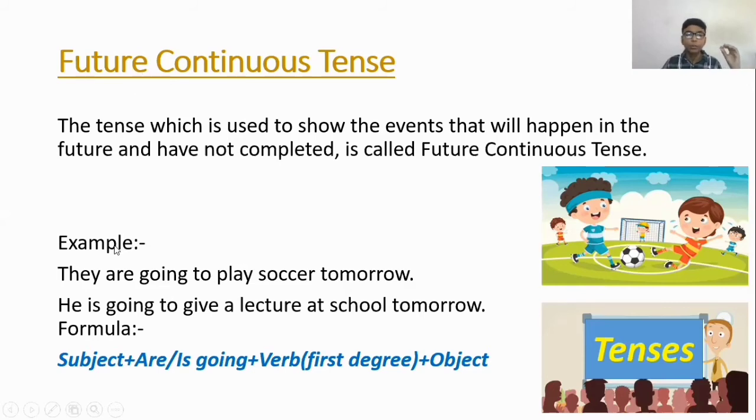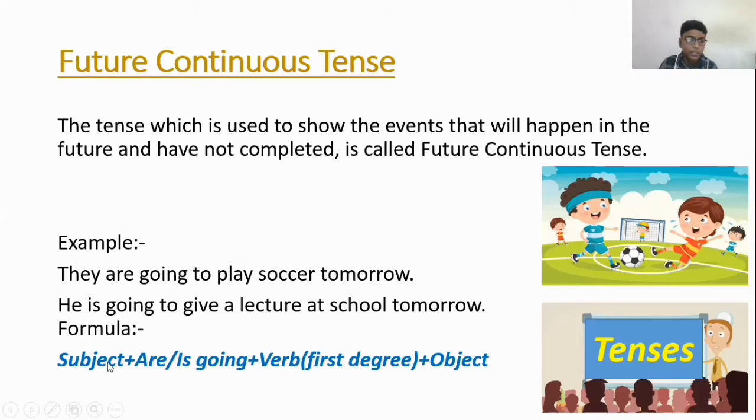For example, they are going to play soccer tomorrow. It means that in the future they are going to play soccer, and on the spot it won't be completed. It will take some time to be completed. He is going to give a lecture at the school tomorrow. So tomorrow he is going to give a lecture at the school. In future he is going to give a lecture at the school, and on the spot, in that minute, it won't be completed. It will definitely take some time.